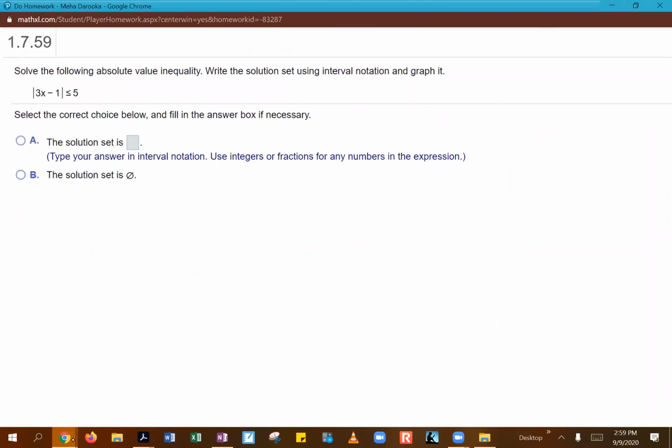So we are given 3x minus 1 inside the absolute value symbol is less than equal to 5. So you can either set this up with the and inequality. So you would set up the first one as 3x minus 1 less than equal to 5, just like it's given to us in the problem itself. For the second part of this inequality, we will have 3x minus 1, but now change the direction of your inequality symbol and put a negative on the number 5.